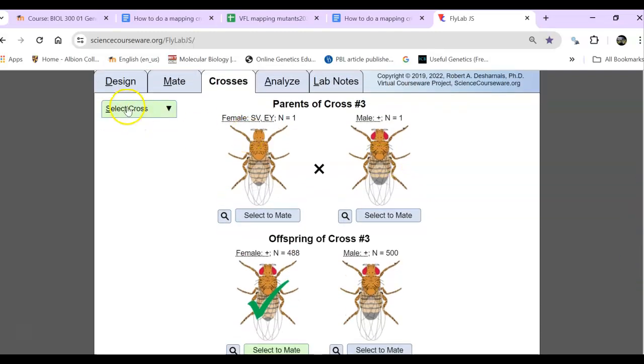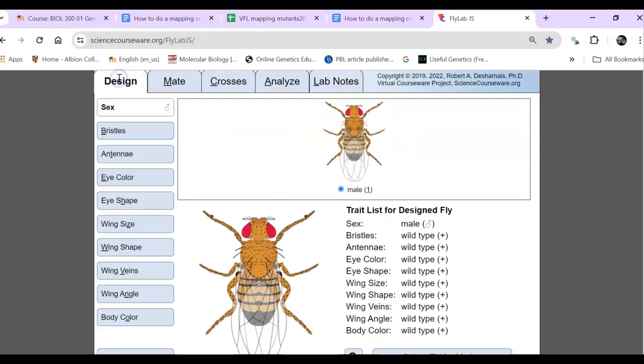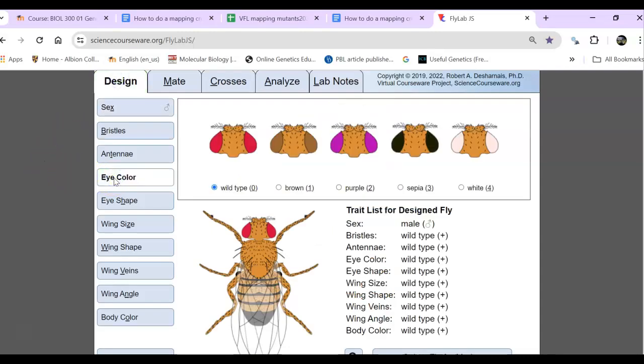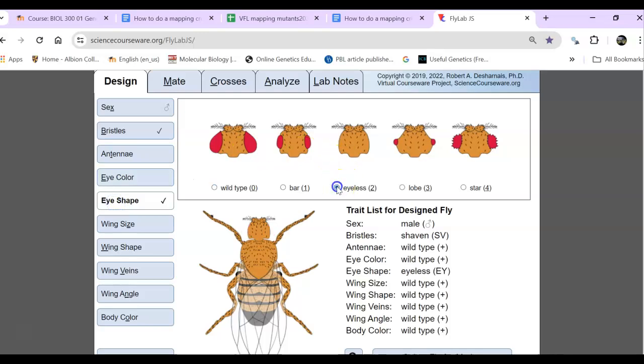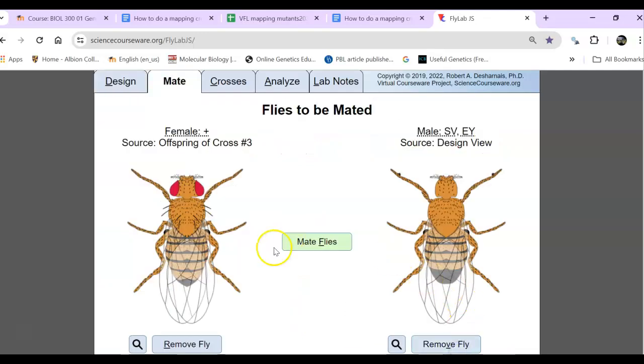And I guess I have to design another one. So I selected her. Now I'm going to go design another one. And I'm going to take shaven, eyeless, male. So this will be a test cross. So now I've got my female from before that was heterozygous for both genes, and I just made a male that's homozygous recessive. So that's another way to do it.